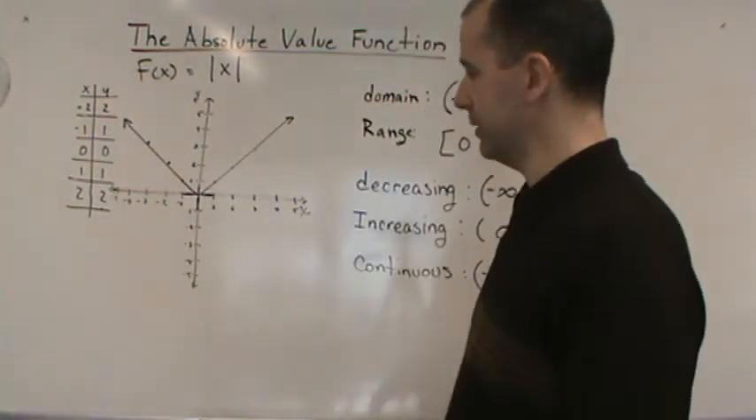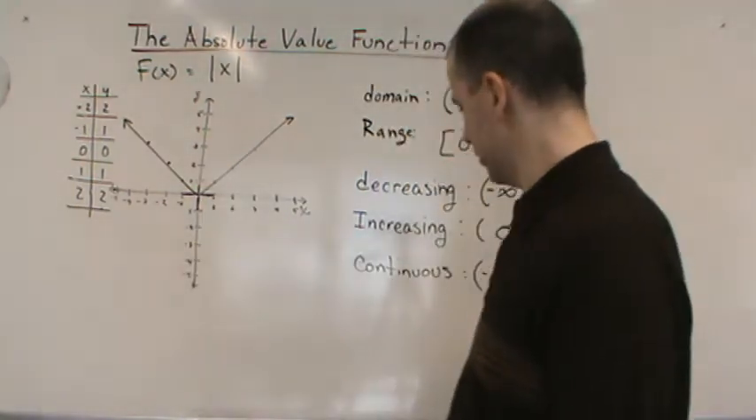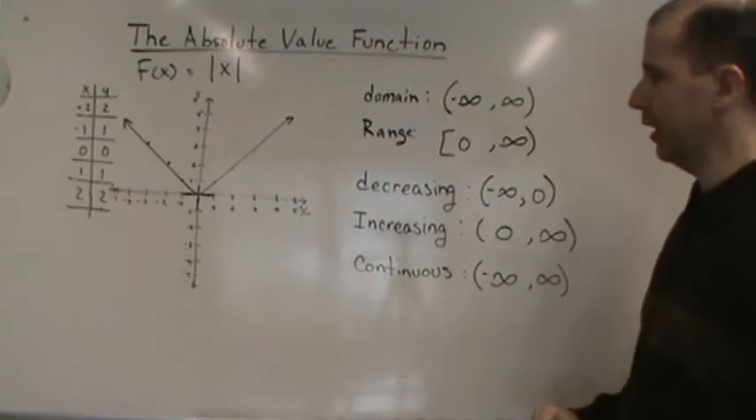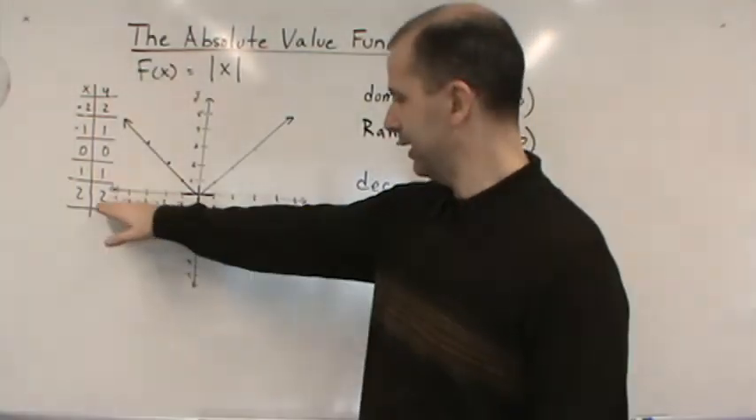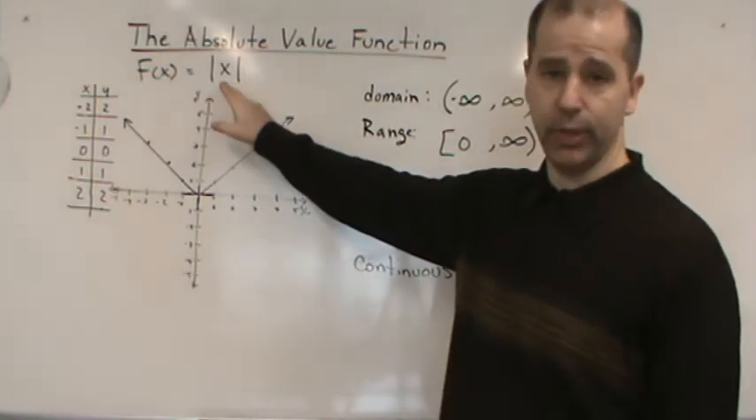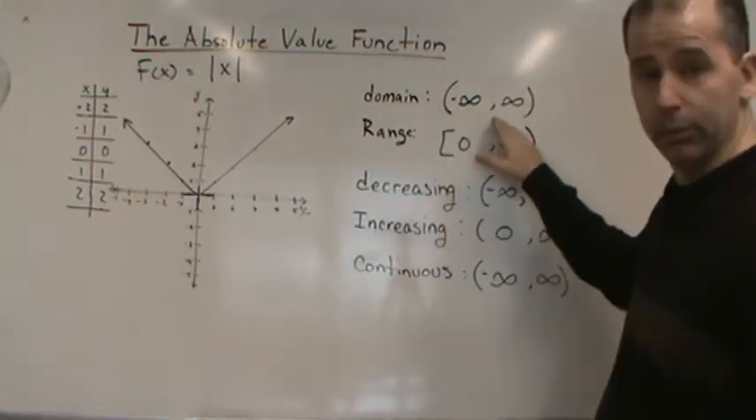Okay? Notice from the graph it is continuous, right? So notice it is continuous on the entire number line. Okay? The domain, it is also everywhere, so there are no restricted values of x. So we can put in any value of x and it's okay. So the domain is all real numbers.